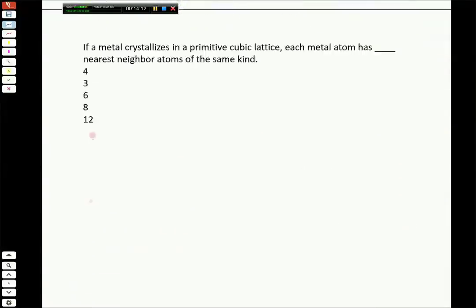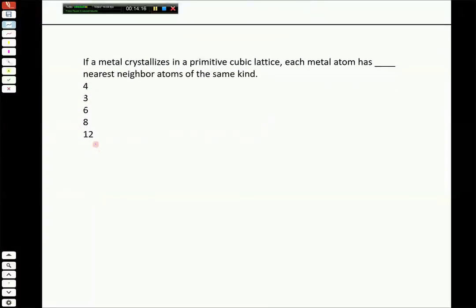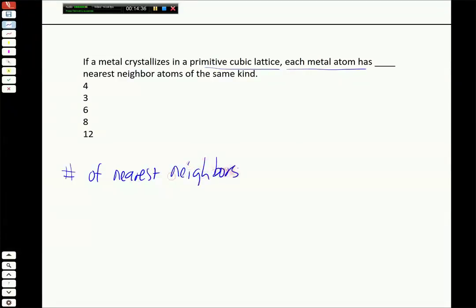Alright, now we're back to cubic crystal structures for the next couple. Here we're talking about number of nearest neighbors. So in this case, if a metal crystallizes in a primitive cubic lattice, each metal atom has how many nearest neighbors of the same kind? So when we're talking about number of nearest neighbors, the other term we use for that is coordination number. So these are used interchangeably, they mean the same thing. And essentially it's the number of other atoms that an atom is touching in a crystal structure.